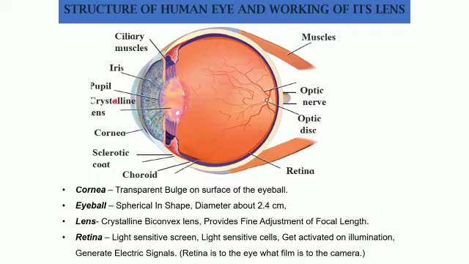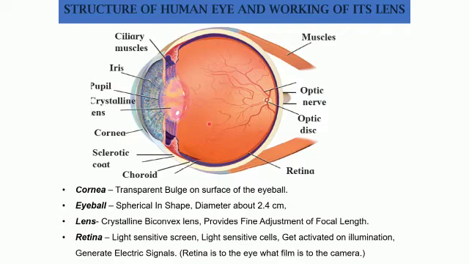Now because it's a biconvex lens, we will be getting a real and inverted image of the object on the screen that is there inside the eyes. And this screen is called the retina. So here you can see retina, which is a light sensitive screen that is present where the image is going to be obtained. So here we have the lens, biconvex lens, and since it is biconvex, it is going to give you a real and inverted image of the object on the retina.